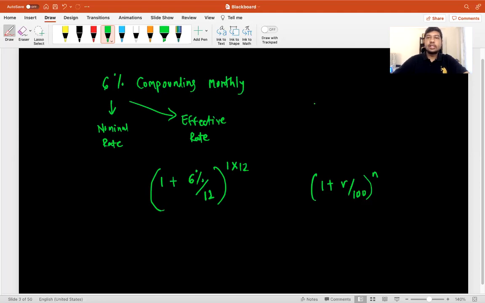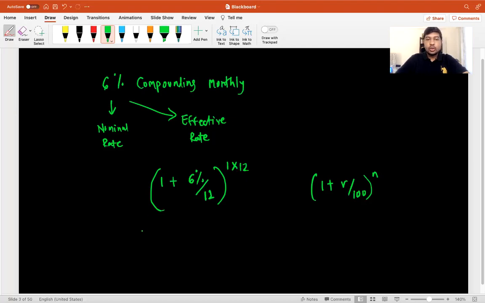Let's say there is some investment that you're making at 6% compounded monthly, which means in effect, if this compounding happens monthly, after 1 year you will receive more than 6% effective return. So we need to calculate what return you'll be getting after 1 year. So I simply divide the rate of return by 12 because it is compounded monthly. And this investment is for a period of 1 year, and in 1 year there are 12 compounding periods.